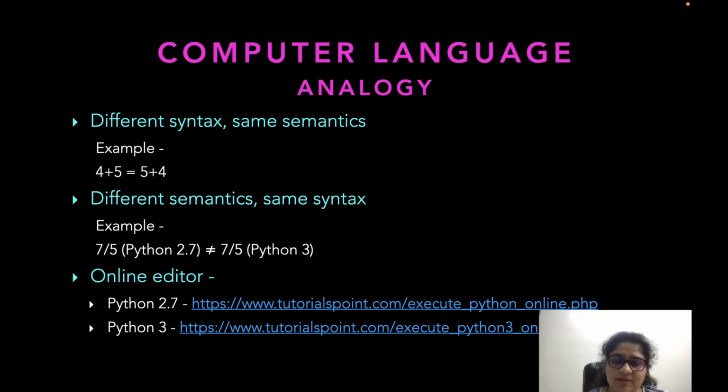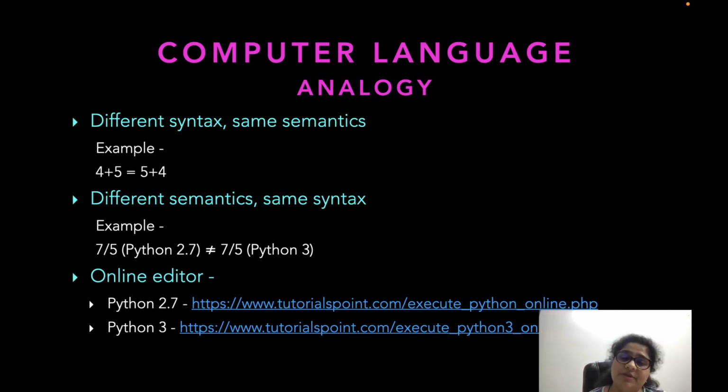Either I will write 4 plus 5, it will give me result as 9, or I will write 5 plus 4, it will give me result as 9. So in both the cases, syntax are different because interchangeably we are using the numbers, but the answer, the result, what we are getting is same, right? You can try out these kind of small things in your Python editor. I'll show you some demonstrations also after discussing this another point, which is my different semantics, same syntax.